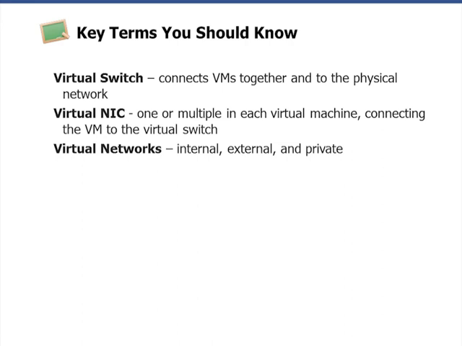Each of your virtual machines can have one or more virtual network interface cards, and it's those virtual NICs that connect the virtual machine to the virtual switch and thus to the physical network, assuming you created an external networking type. Then finally, the 3 different types of virtual networks: internal, external, and private.